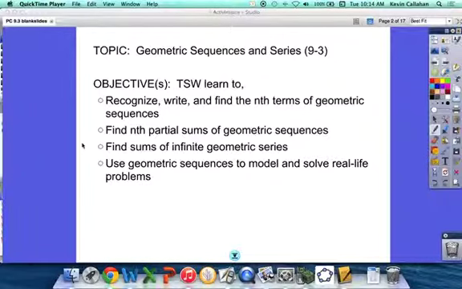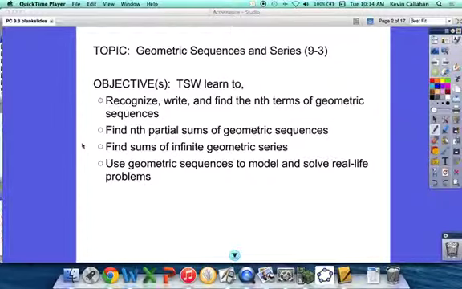So arithmetic was when you get the next term by adding the same number, right? We always recognize that pattern. And geometric is when you multiply to get the next term. For arithmetic, we basically had two formulas we had to know: the nth term of a sequence and the finite sum of a sequence.